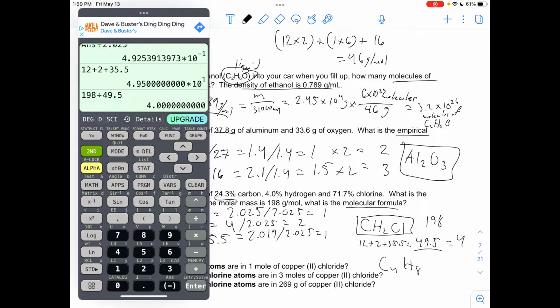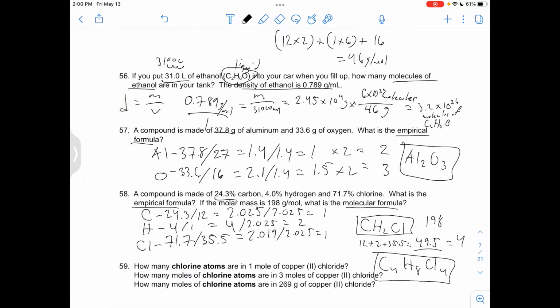So I'm going to multiply all of it by 4. C4H8Cl4, that is my molecular formula.